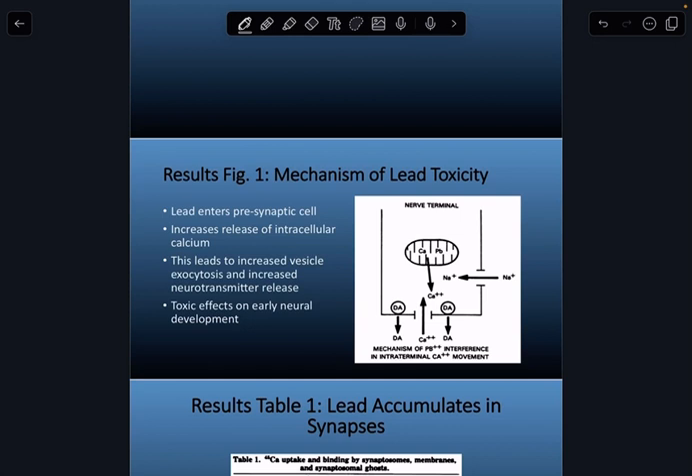Okay, and more is not always better. In this case, more can be problematic. If too much neurotransmitter is released in the synapse, the effects on the postsynaptic cell, which is in the picture here, can be severe, up to and including what's called excitotoxicity. Basically, if it's carried on long enough, it can kill the postsynaptic cell. And since lead has such a strong effect on neurons, we know that there are toxic effects on early neural development, so particularly in infants and children.